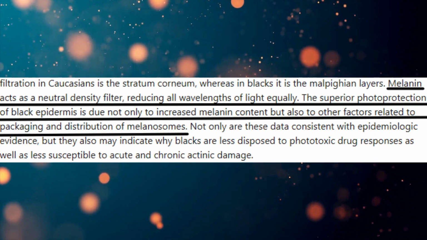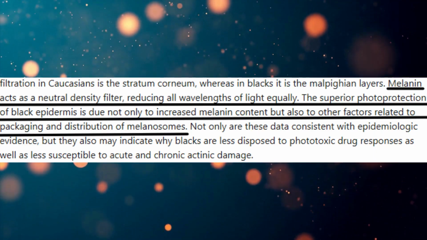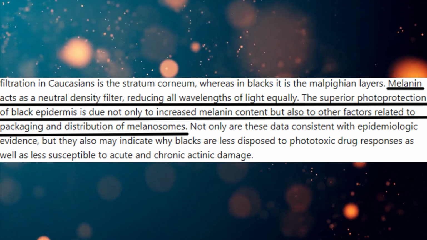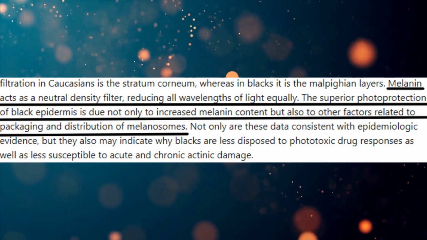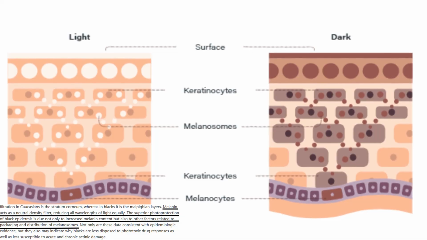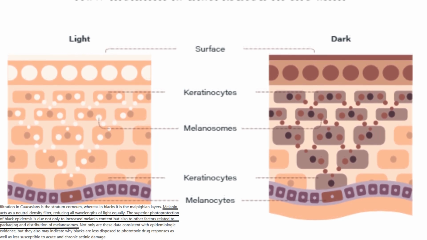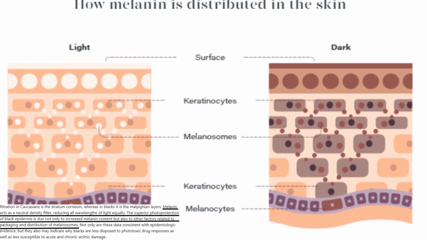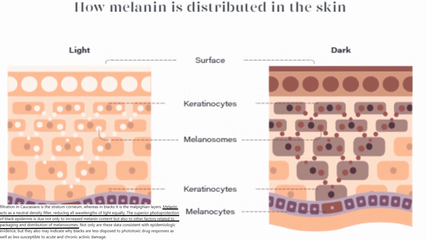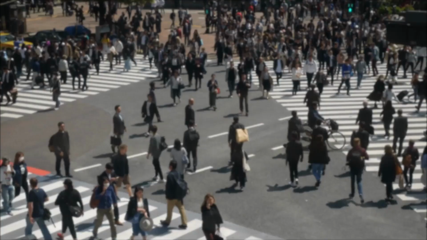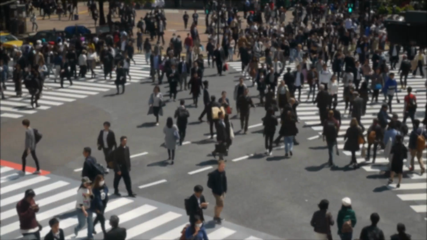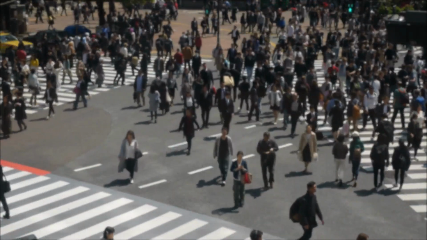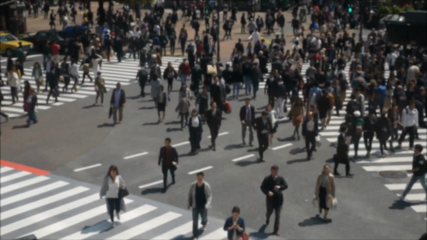This study also states, and I quote, melanin acts as a neutral density filter, reducing all wavelengths of light equally. The superior photoprotection of Black epidermis is due not only to melanin content, but also to other factors related to packaging and distribution of melanosomes. End quote. In other words, the ratio of eumelanin to pheomelanin and the number of melanocytes make each person's skin color different and protects your skin from UV radiation.